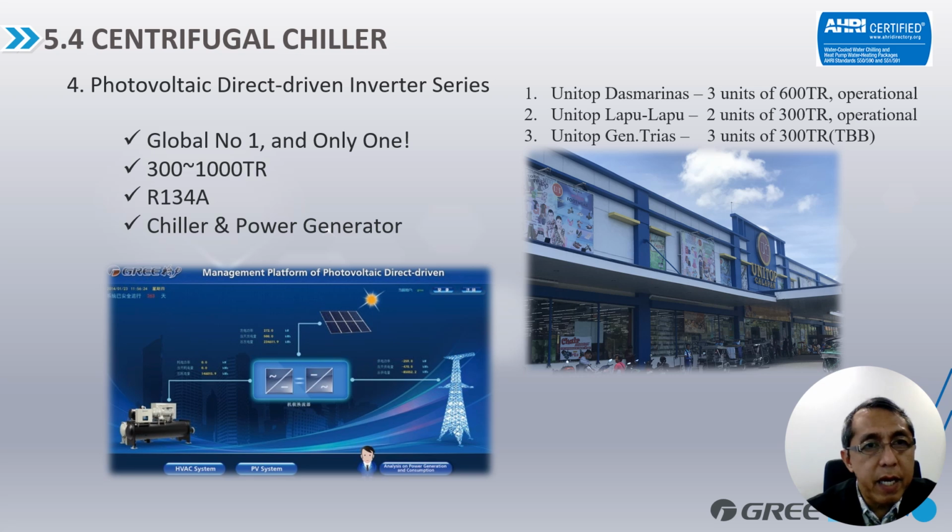For the photovoltaic direct-driven inverter series, which we have installed in Unitap Dasmariñas, 3 units of 600 TR PV chiller, it's already operational. And also in Unitap Lapu-Lapu, 2 units of 300 TR, it's also operational. And I completed already, I designed for Unitap General Trias, 3 units of 300 TR to be built.